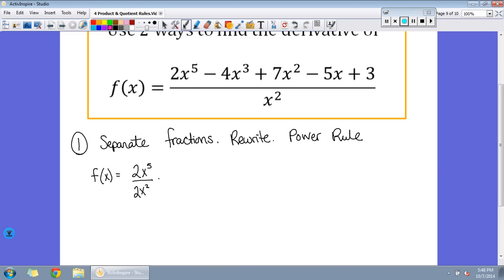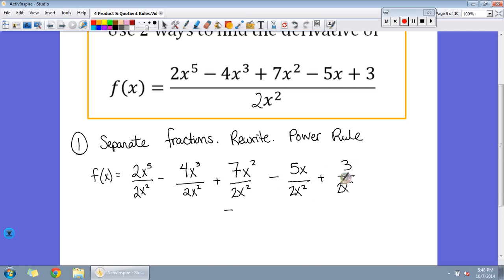Oh, I forgot. I meant to make the denominator 2x squared. Let's change that. Okay, so we have 2x to the 5th divided by 2x squared minus 4x to the 3rd divided by 2x squared plus 7x squared divided by 2x squared minus 5x divided by 2x squared plus 3 divided by 2x squared.